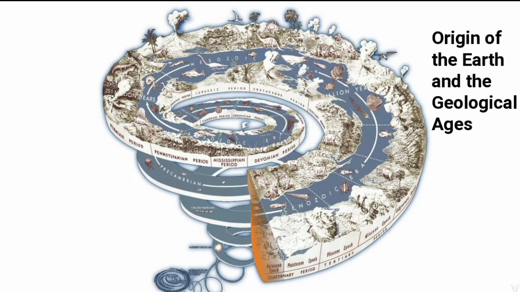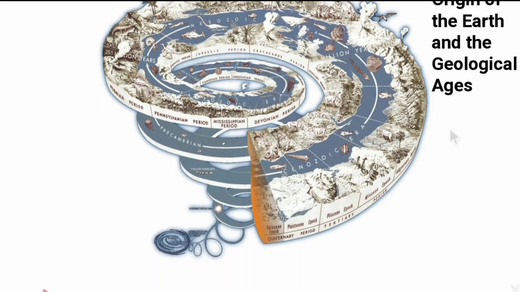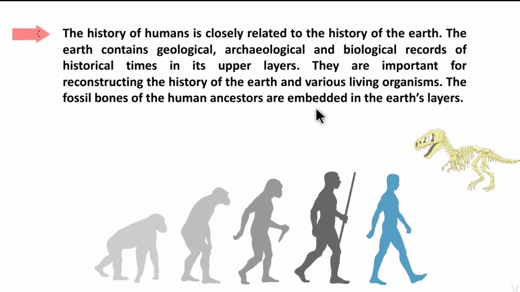So next we can see about the origin of the earth and the geological ages. The history of humans is closely related to the history of the earth. The earth contains geological, archaeological, and biological records of historical times in its upper layer. They are important for reconstructing the history of the earth and various living organisms, and the fossil bones of the human ancestors are embedded in the earth layer. So the history of the humans as well as the creation of the universe is very closely related. So the universe is created because of the Big Bang explosion, and from there begins the history of the humans.